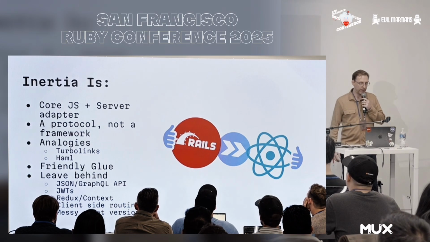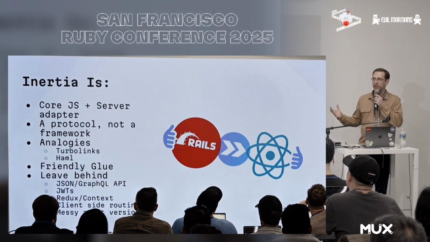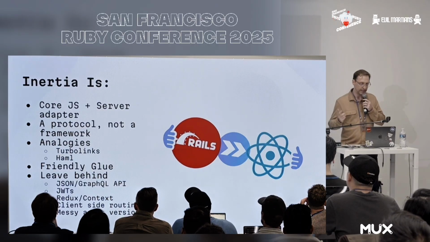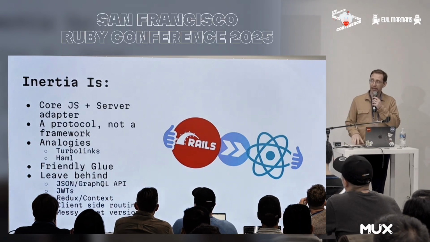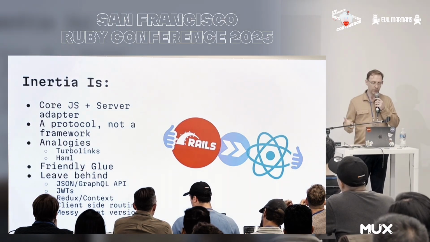So taking that together, I think that Inertia can be thought of kind of like a friendly glue that is bringing something like Rails and React together, allowing them to each play to their respective strengths. And where you'll really see this come together is what you get to leave behind.